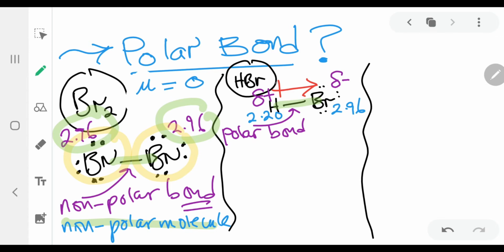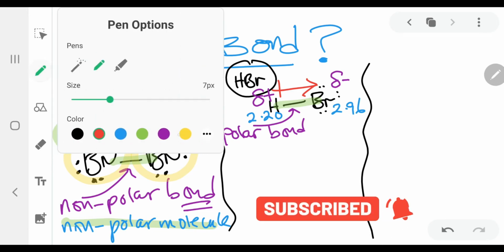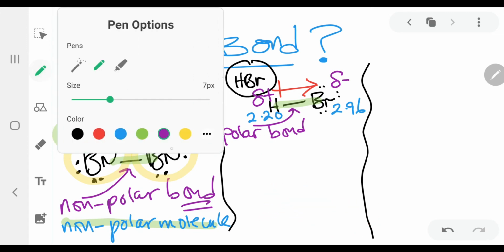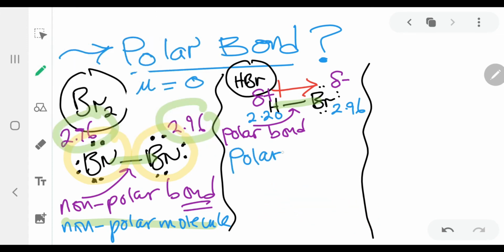So this symbol over here is very important for you to show that this bond is a polar bond. If they want you to show the polarity, you have to show this symbol from the more electropositive or less electronegative atom towards the more electronegative atom right over here. So just now we have identified that HBr is a polar molecule. You have a polar molecule over here because it has a polar bond. Therefore, the dipole moment is not equal to 0. That is very, very important.